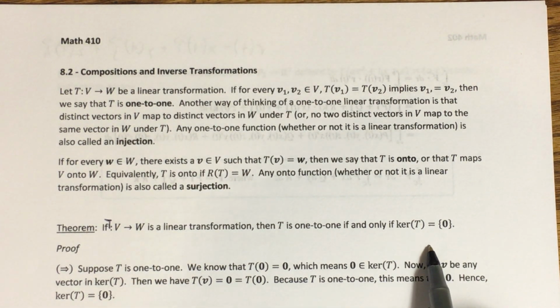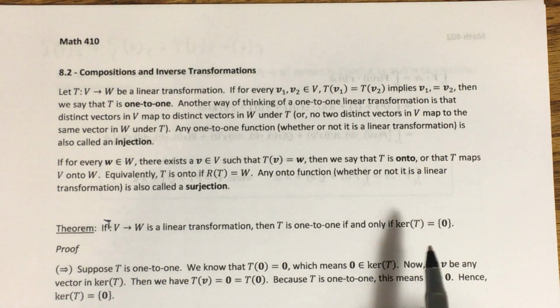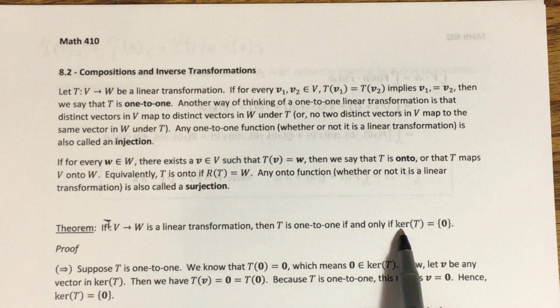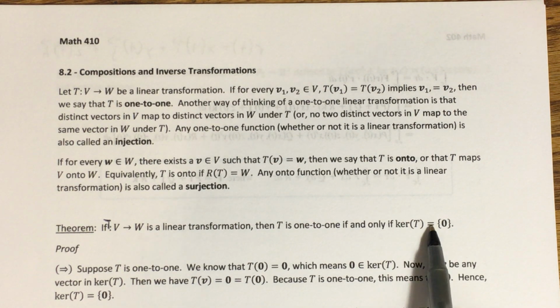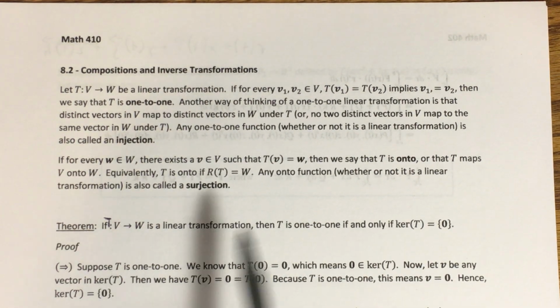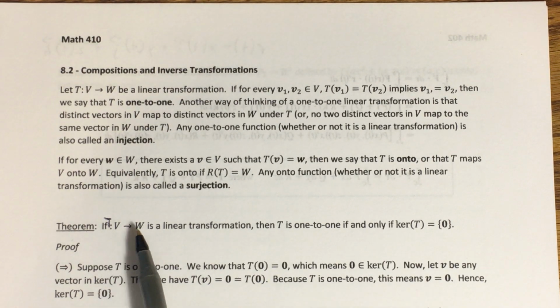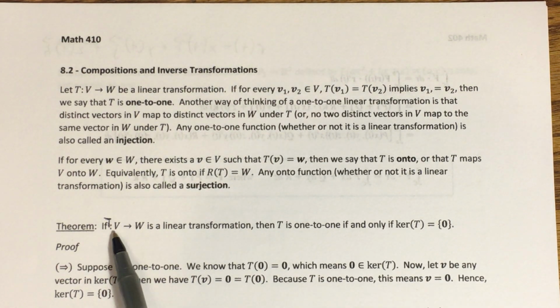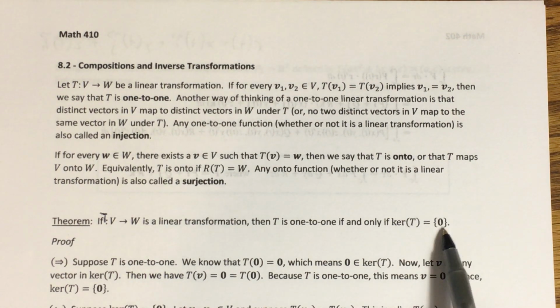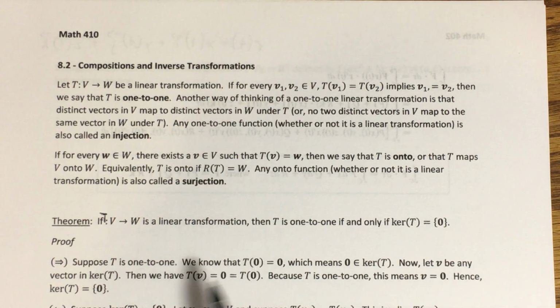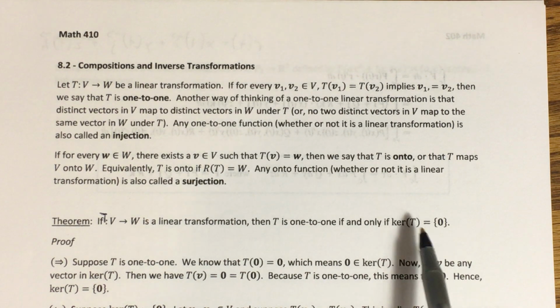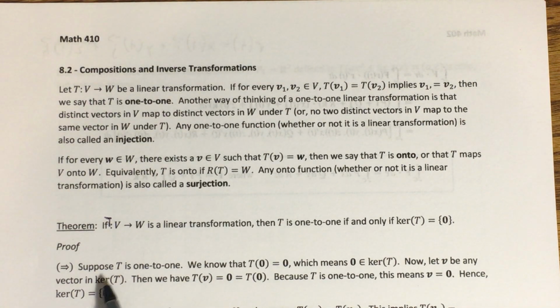Now remember, we showed in the last section that the kernel of T is a subspace of V. It's the set of all vectors that are mapped to the 0 vector, or have 0 as their image under this linear transformation. We know that the 0 vector is always mapped to the 0 vector for any linear transformation. We proved that. So the 0 has to belong to the kernel no matter what. What we're saying here is that if T is 1 to 1, then 0 is the only vector in the kernel of T. So to prove this, since it says if and only if, we have two directions to prove.